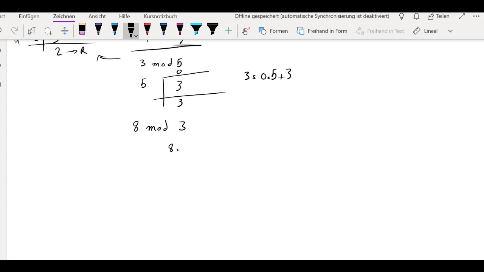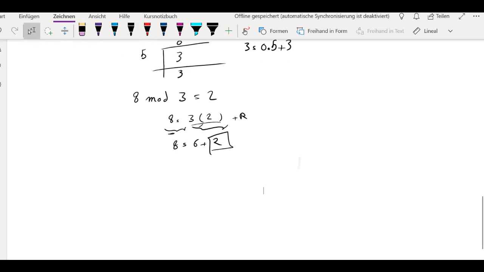8 is equal to 3 times whatever, and the sign of these two should be equal to the sign of these, plus R. If I put 3 it would be bigger, so always remember these two should be a little bit smaller than this one. And with 2 I would get 6, and 8 would be 6 plus 2, and the remainder is 2, so 8 mod 3 would be 2.